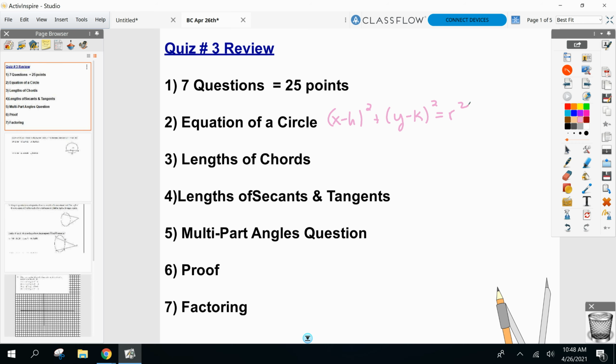Multi-part angle questions, that is from quiz 2. We did 2 of them. There's 2 of them on quiz 2. 1 proof, and then, I shouldn't be telling you this week 31 of the school year, but there will be factoring on there. You will be provided with the quadratic formula in case you feel the need to use it. So you do not need to memorize the quadratic formula. I will provide it for you, but there will be factoring on there.